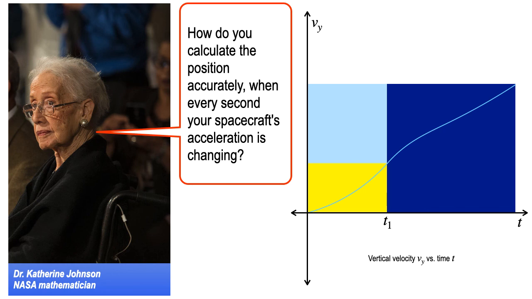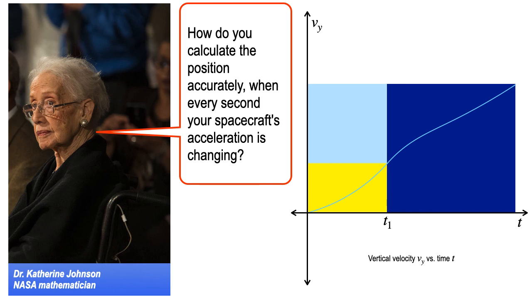Now that's just a velocity curve, I should say, that I made myself with the drawing tool. But those guys at NASA, like Dr. Johnson and all of her cohort, spent enormous amounts of brain power figuring out how to handle non-constant acceleration. So the question: how do you calculate the position accurately when every second your spacecraft's acceleration is changing? That is not easy, but you will learn a few basic methods that they use at NASA and that Katherine Johnson used.